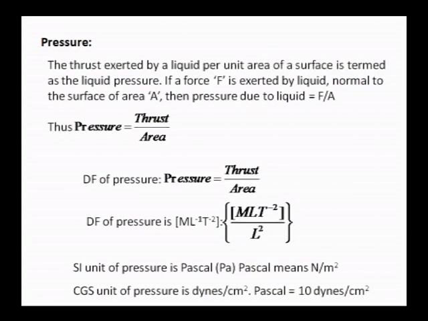The SI unit of pressure is Pascal. Also, we can write it as Newton per meter square, because thrust is measured in terms of Newton and area is measured in terms of meter square. The CGS unit of pressure is dynes per centimeter square. 1 Pascal is equal to 10 dynes per centimeter square.